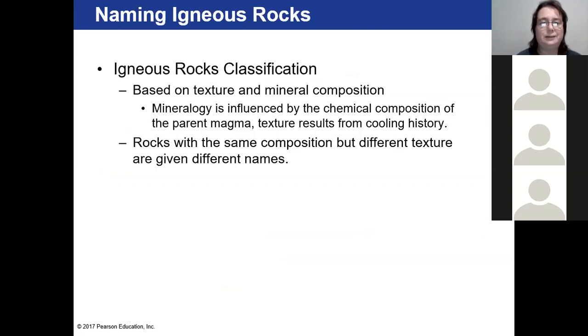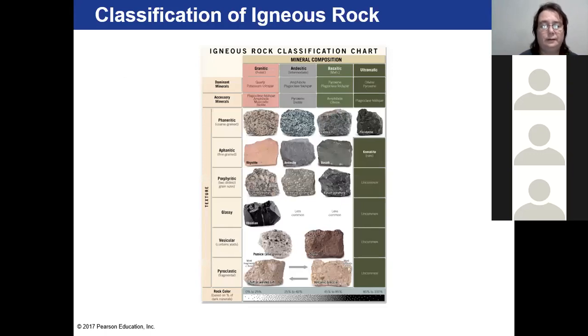All right, so igneous rocks are identified based on the texture and the mineral composition. The magma is what gives the rock its chemical composition, and then the texture is from whether it cools quickly or slowly. So we can have rocks with different textures but the same composition. This is very similar to one of the other diagrams, but this just shows you the rock, so this is probably a little easier to read.